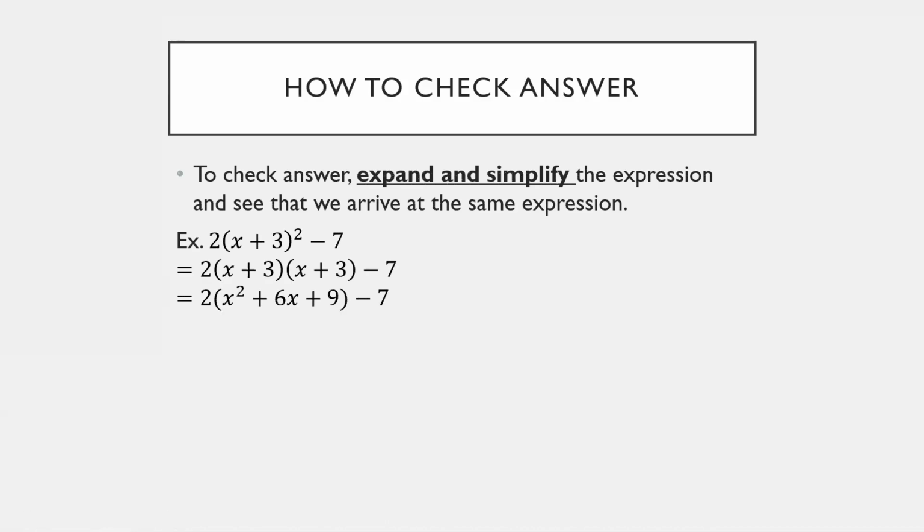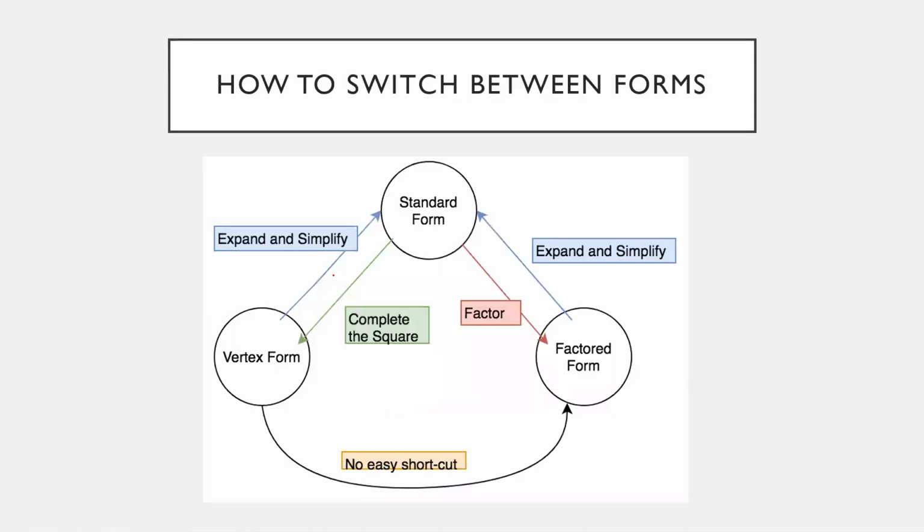And then what I do next is simply multiply each of these terms by 2, right, outside of the brackets, and then we end up getting 2x squared plus 12x plus 18. I subtract the 17, and then I end up getting 2x squared plus 12x plus 1, and that's it.